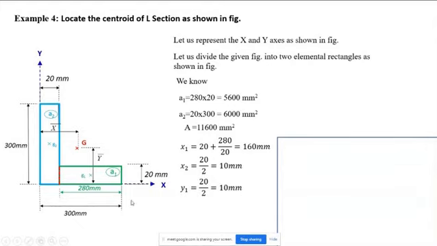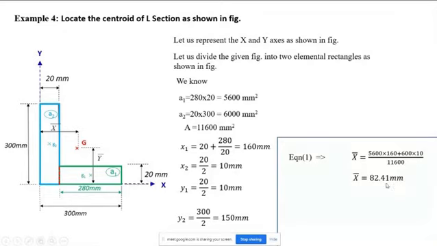Right. Similarly, y1, y2 values you can calculate. y1 is from here to here, which is equal to 10 mm. And y2 is the distance of G2 from the x-axis, which is equal to 300 by 2, 150 mm. Now we will substitute all the values in the x bar equation. We know the formula for x bar is A1 into x1 plus A2 into x2 divided by the total area. So we get x bar equal to 82.41 mm.